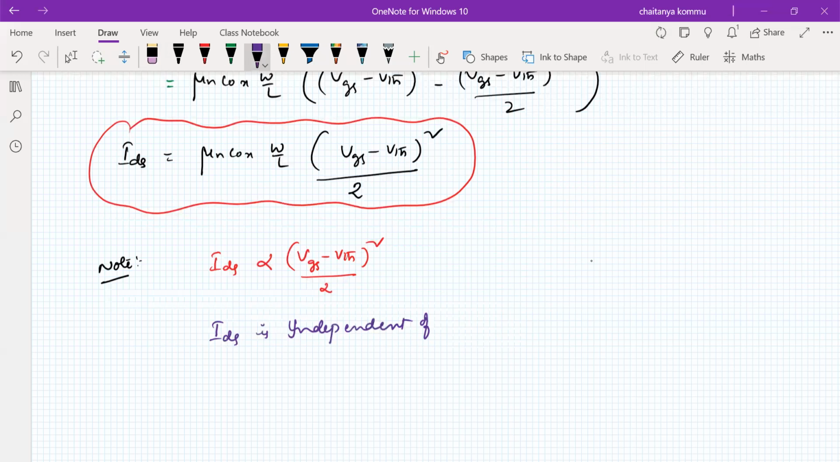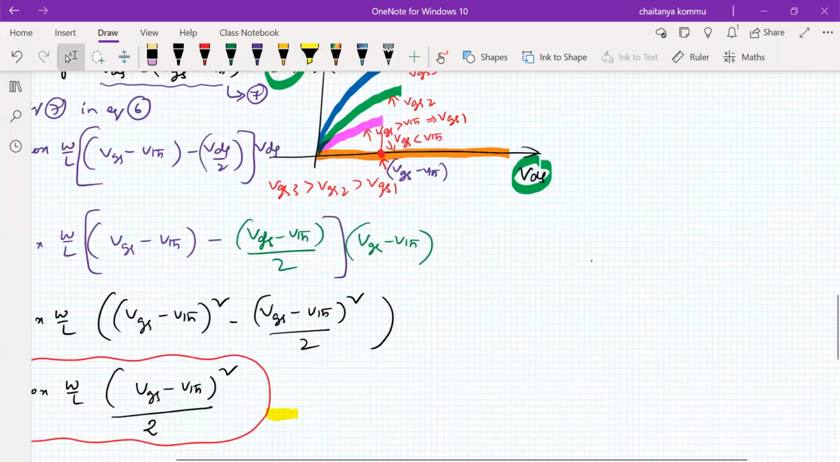Previously, what we assumed is that the IDS value is linearly related with VDS, but now it is independent. What do you mean by the independent relationship? It means even if the VDS value increases, the IDS value cannot increase. That's what we have to understand, because in this particular equation, there is no VDS actually. You observe there is no VDS value.